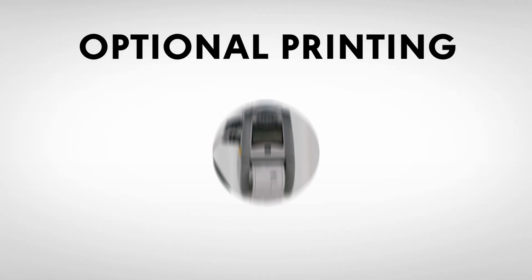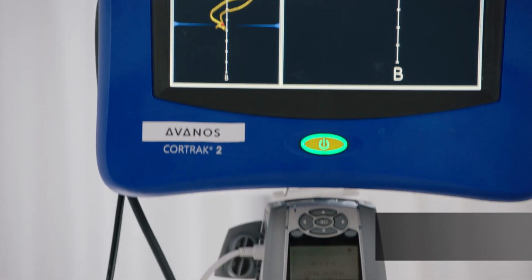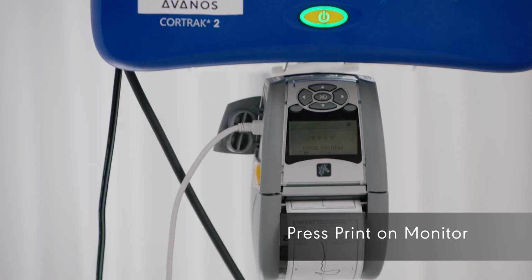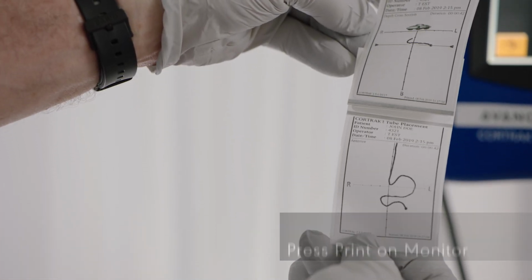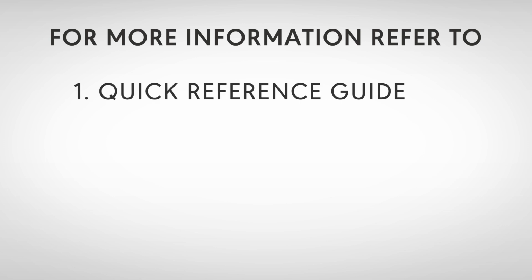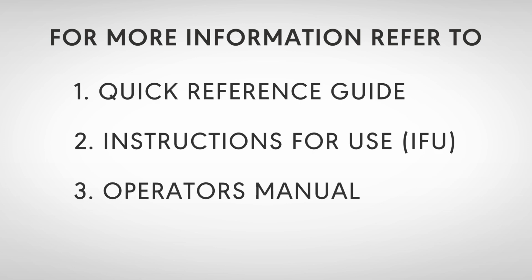Printing. Press Print on the monitor. For more information, refer to the Quick Reference Guide, the Instructions for Use, or IFU, and the Operator's Manual.